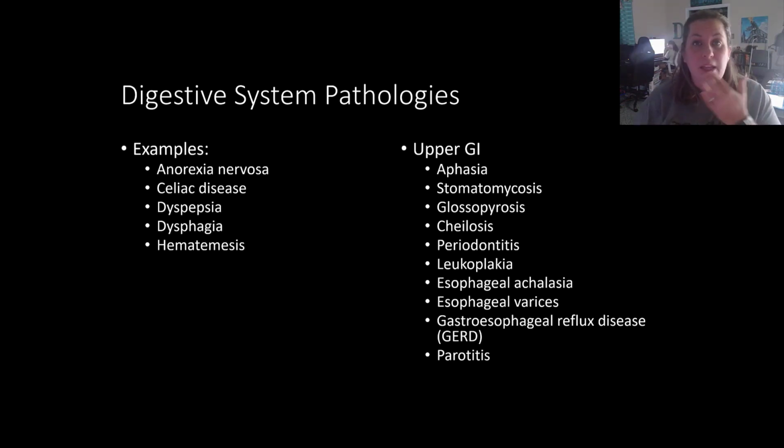Cheilosis, which is kind of the splitting of the lips that can take place. Periodontitis is where you have inflammation of the part of the mouth that supports the teeth. The periodontium that supports the teeth and the connection of the teeth, that's inflammation of that area. Leukoplakia is a precancerous, slowly developing change in the mucous membrane that's characterized by white patches.